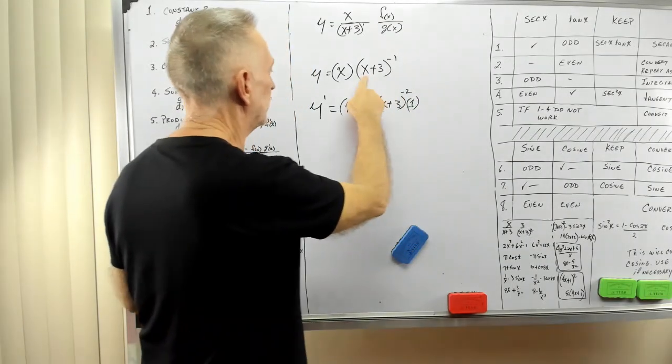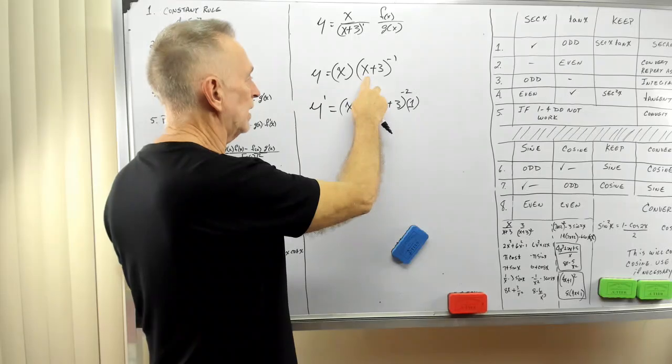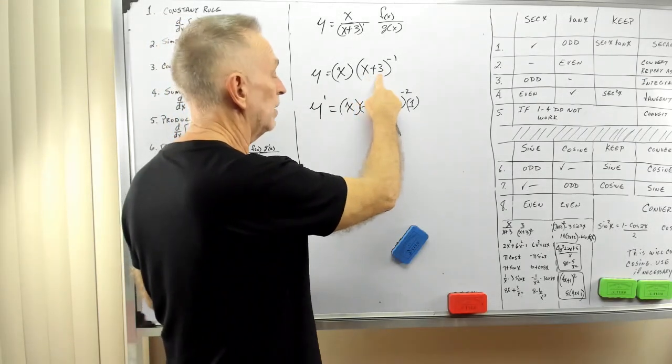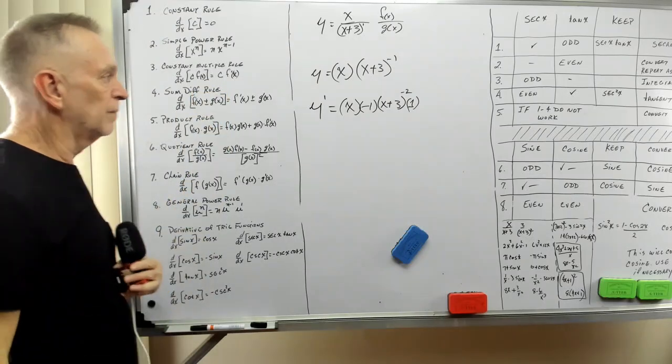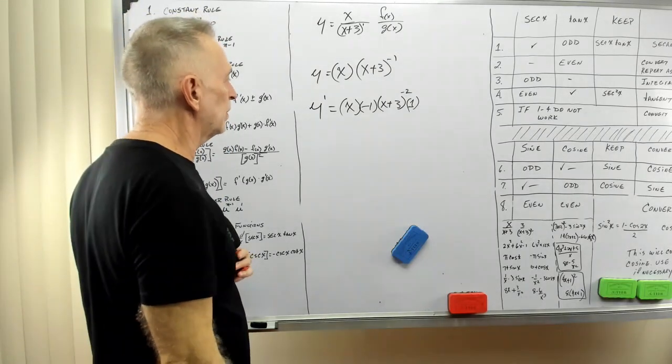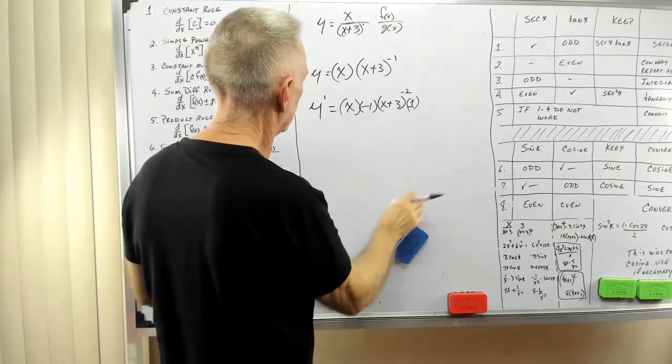The derivative of this one, this is the sum rule again, the derivative of x is 1 plus the derivative of a constant. Constant rule is 0. So 1 plus 0 gives me 1. All right, so what do we have here?